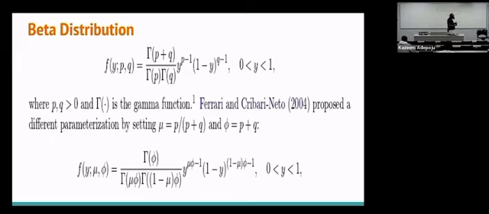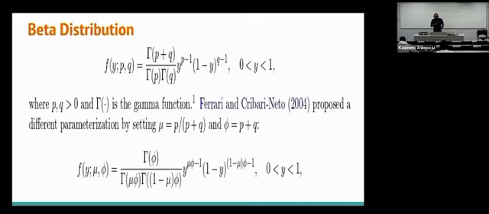We have f of y, where p and q are the parameters of the beta distribution. They represent shape parameters. Shape. The p and q that you are seeing represent shape parameters, and that is what makes the distribution more flexible. It's one of the most flexible distributions in statistics.